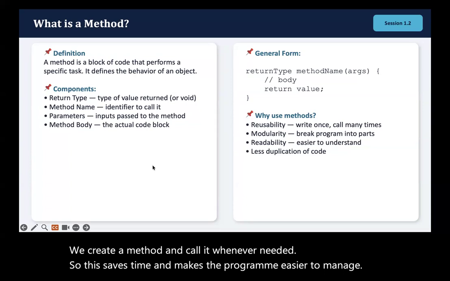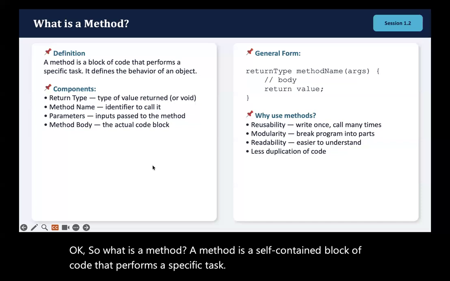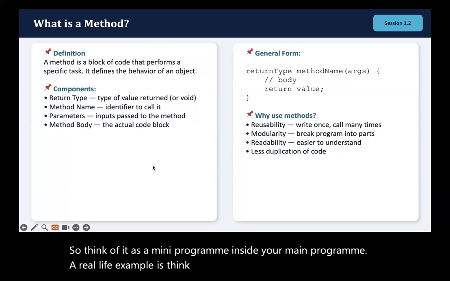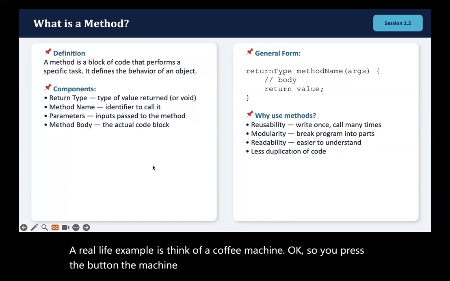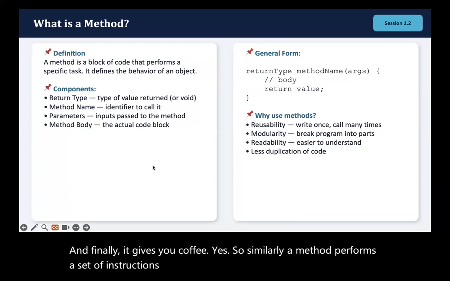So what is a method? A method is a self-contained block of code that performs a specific task. Think of it as a mini program inside your main program. A real life example is a coffee machine. You press the button, the machine performs a series of steps, and finally it gives you coffee. Similarly, a method performs a set of instructions and may return a result.